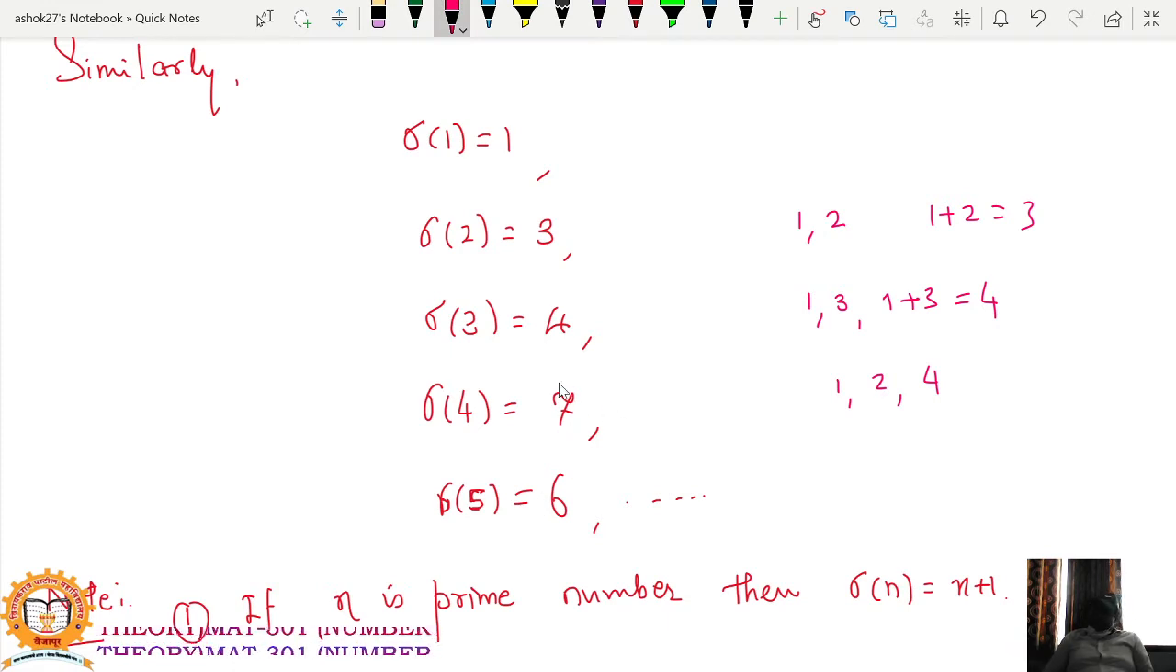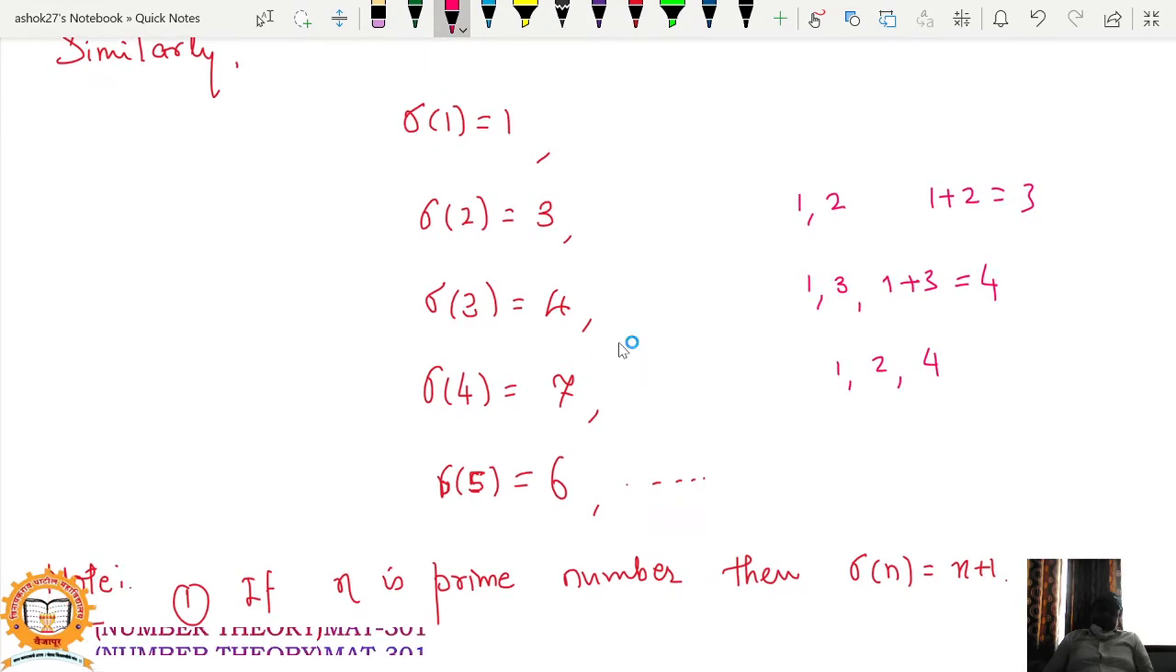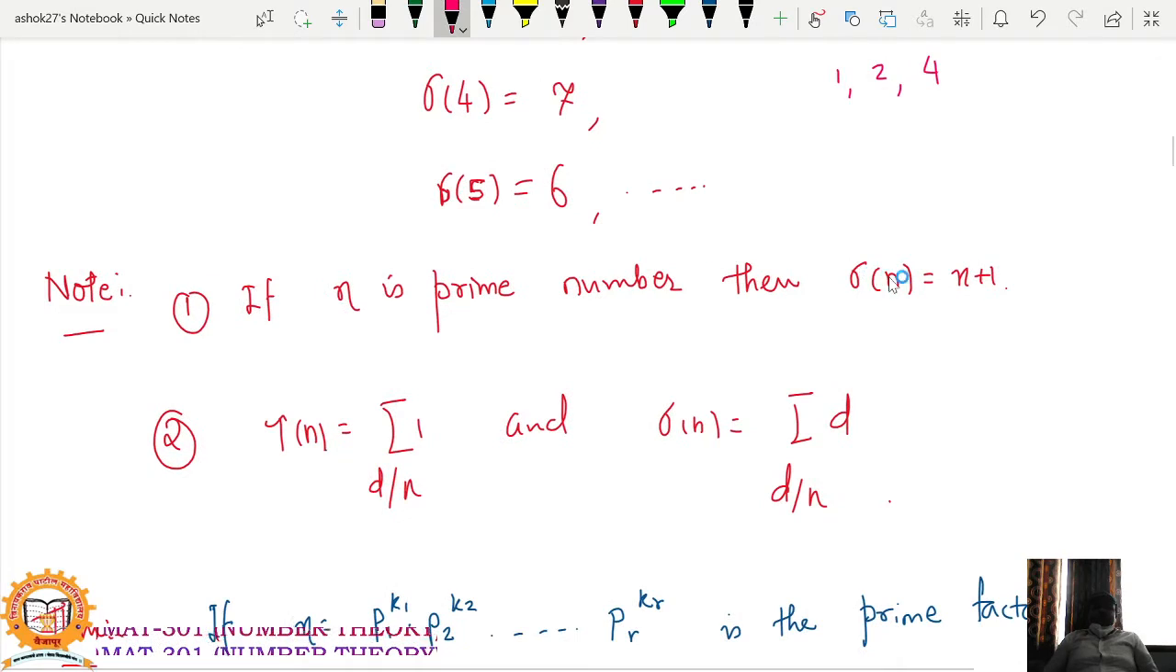So again you can observe something for prime numbers. If n is a prime number, then what is sigma of n? Sigma of n will be n plus 1, because naturally there are only two positive divisors of a prime number, that is the prime number itself and 1, and therefore sigma of n will be n plus 1.